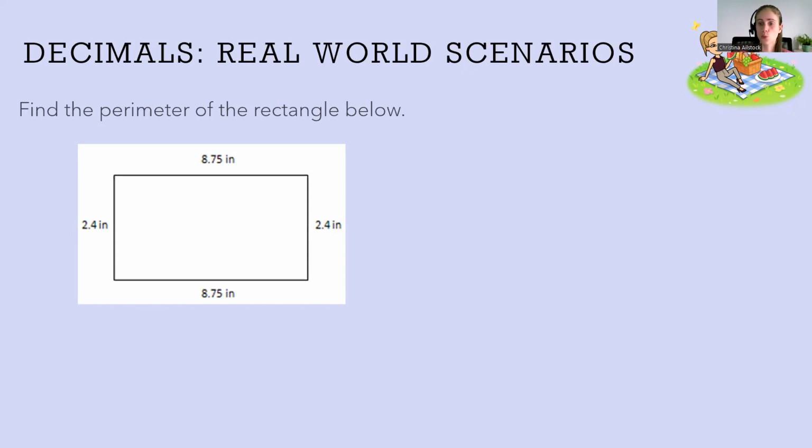All right, when we're finding perimeter, remember that perimeter is the measure of the outside of an object. So if we look at our problem here, that means we are going to need to add all 4 of our sides together to get our total perimeter. Or we could use our perimeter formula. The perimeter formula for a rectangle is 2 times the length plus 2 times the width.